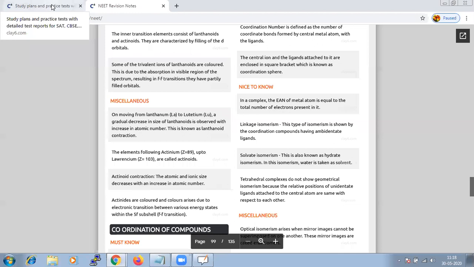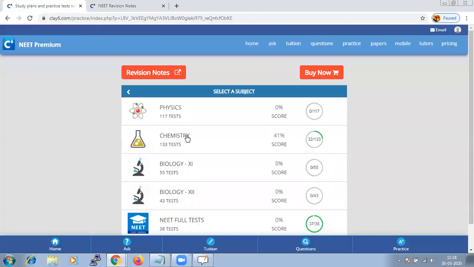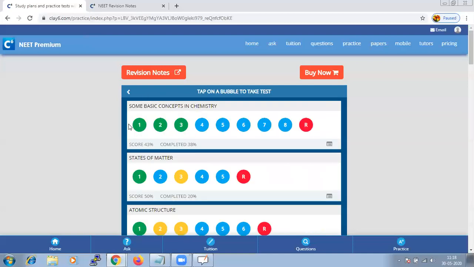After analyzing that, let us try taking a test from this chapter. Here you have different subjects, and each subject will have a chapter wise test. So if we click on chemistry, we get the chapter wise test, and here each bubble represents a test.